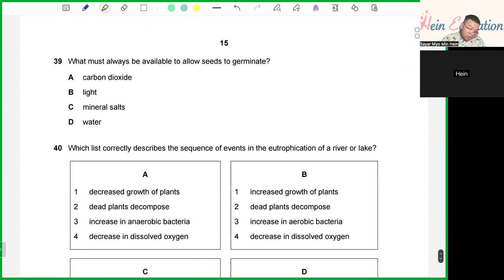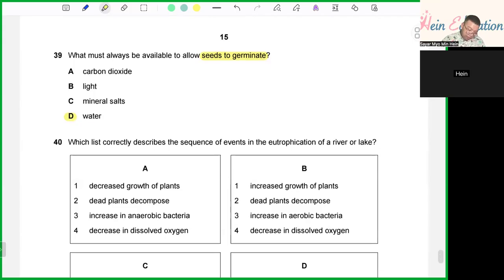And what must always be available to allow seeds to germinate? So seed germination doesn't require photosynthesis, so light is not correct. Carbon dioxide, no. Minerals, no need. And the answer is water.